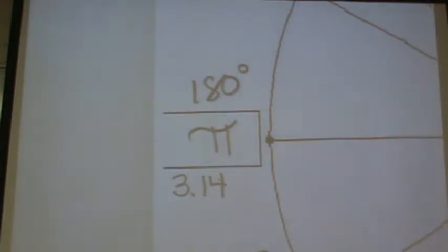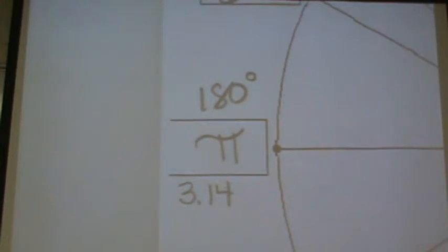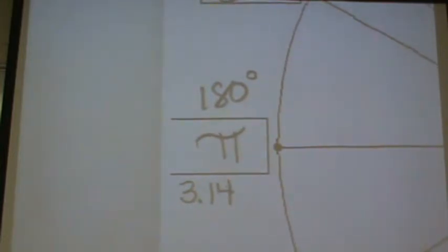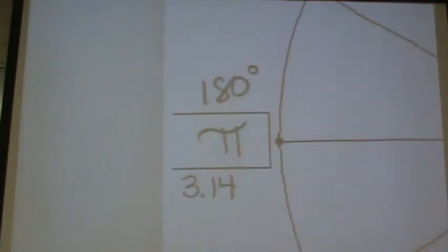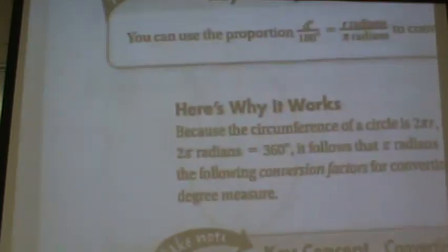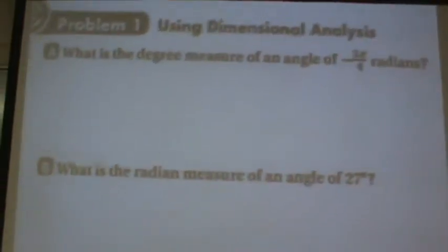1 radian is equal to about 57 degrees, just so you know. So now, it's very important, people, that if it's a degree problem, you put that little bubble. So now, how do you convert? I'm going to show you right now. Go to the backside, problem number 1.